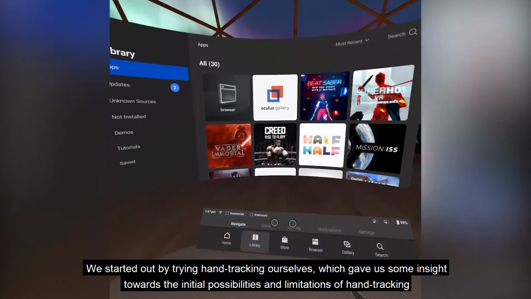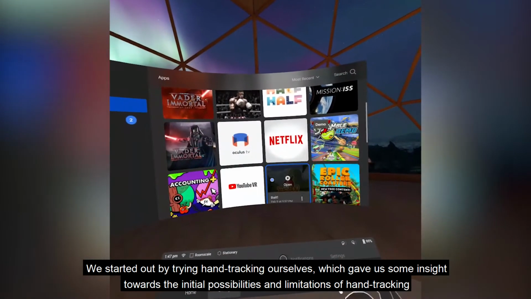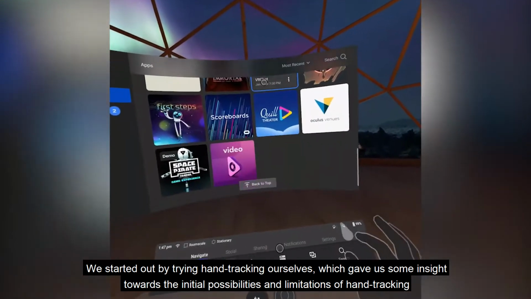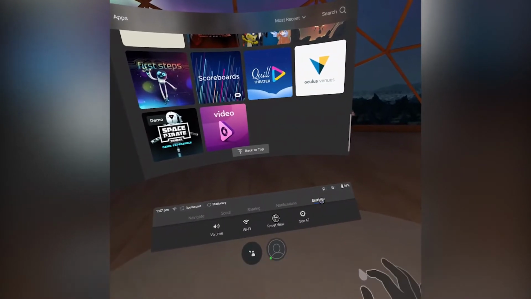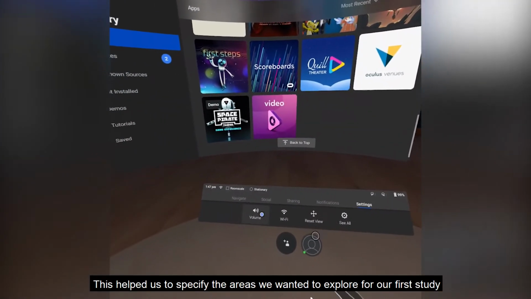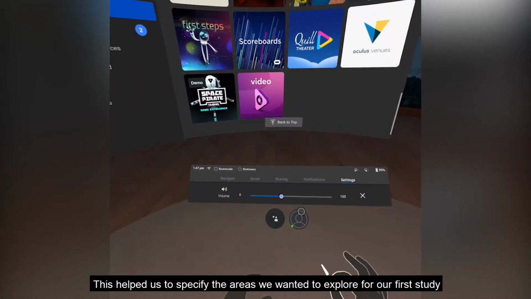We started out by trying hand tracking ourselves, which gave us some insights towards the initial possibilities and limitations of hand tracking. This helped us to specify the areas we wanted to explore for our first study.